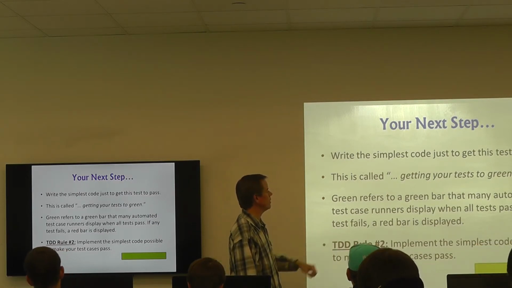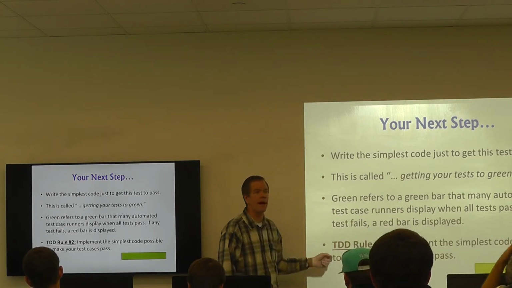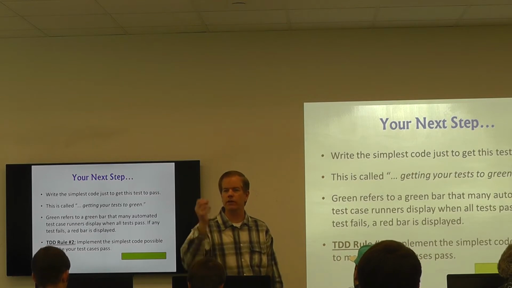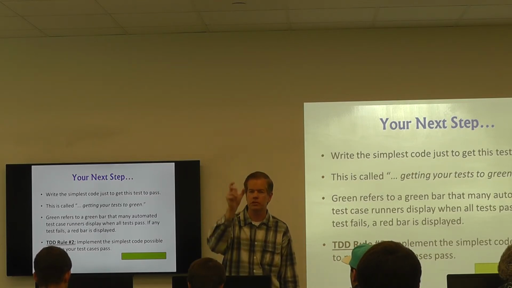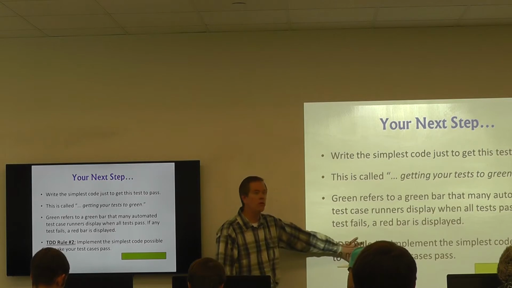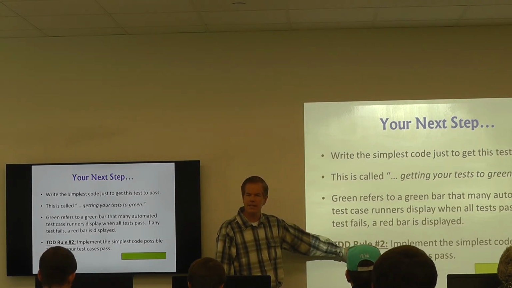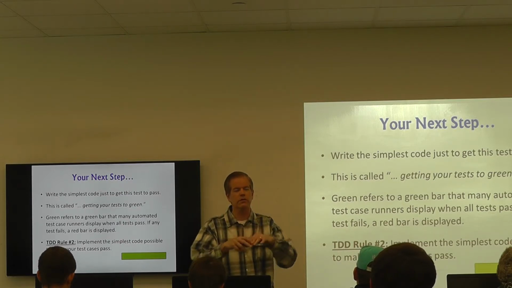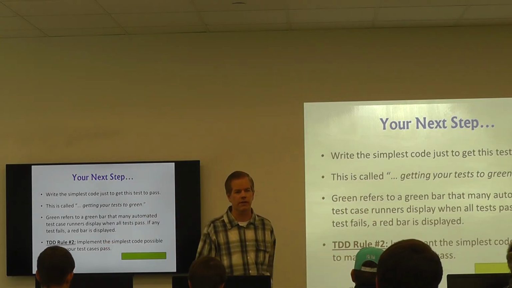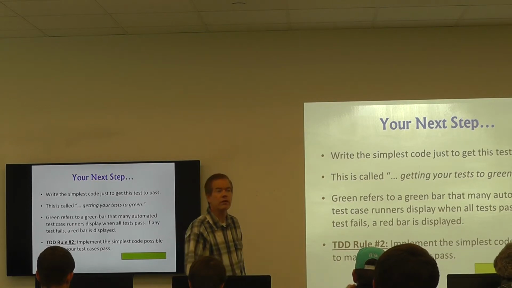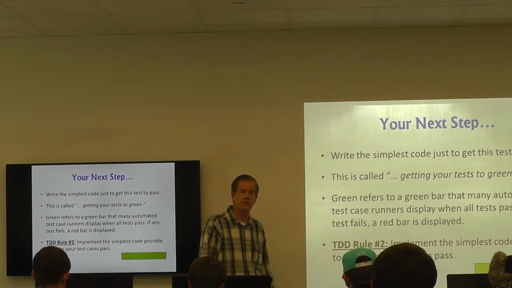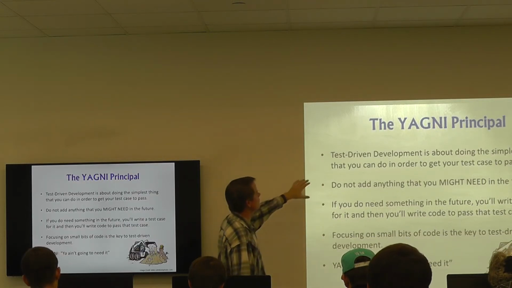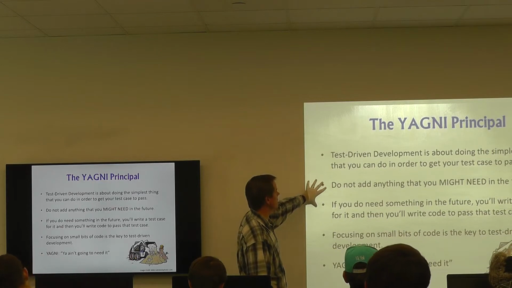TDD rule number 2, implementing the simplest code possible to make your test cases pass. Right? So once again, you're starting to see that we're writing minimal stuff here. We write the smallest test case possible to just test a single function, and then we write only the code that's needed to get that test case to pass. Right? We're starting to understand that we're focusing. We're not trying to do a lot of frills and stuff like that. We will go back and we'll add the frills, but we'll add test cases that test the frills before we do that. Okay, there's the YAGNI principle. Okay, test-driven development is about doing the simplest things that you can in order to get your test to pass.